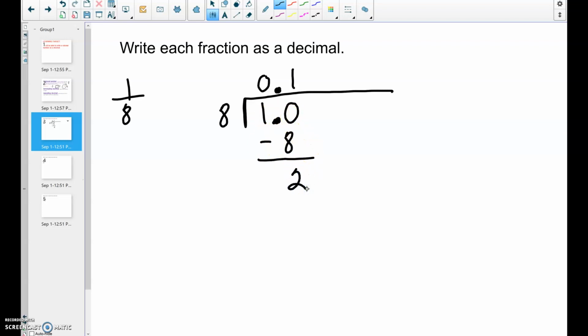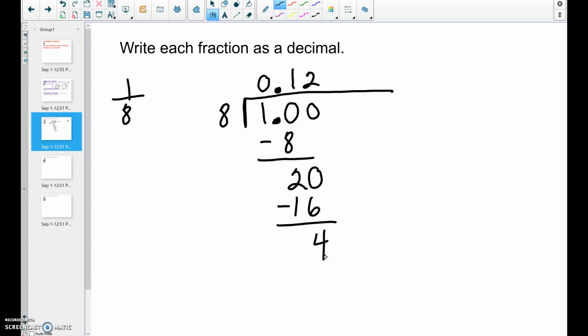Now that's a remainder of 2, and we're not looking for any remainders or fractions. We're trying to get this to a decimal, either repeating or terminating. So does 8 go into 2? No. So we put another 0 at the top, and we bring that 0 down, and now we're talking about 20. Does 8 go into 20? It does, with a little bit of remainder, and that's fine. So we have 2. 8 times 2 is 16. And now 20 minus 16 is 4.